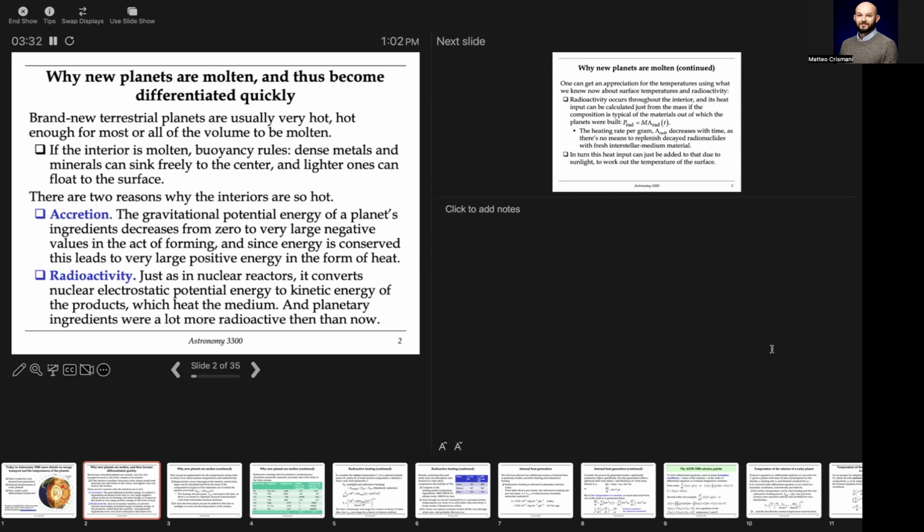Okay. So we have gravitational potential energy decreases from 0 to very large negative values, and that always turns into large positive values in the form of heat when you conserve energy. And then finally, you just start collecting all this radioactivity, and we'll show that different radionuclides have different lifetimes and therefore contribute heating at different points in the planetary evolution. But what you're going to see is that these are just thermonuclear generators at the bottom of the Earth, and they're what makes Earth hot. Okay.